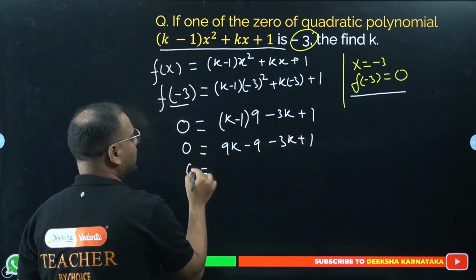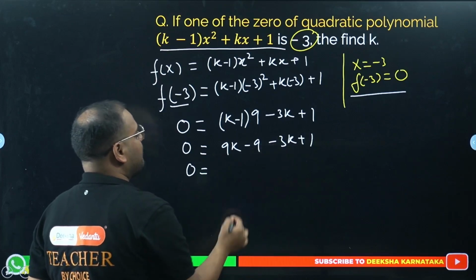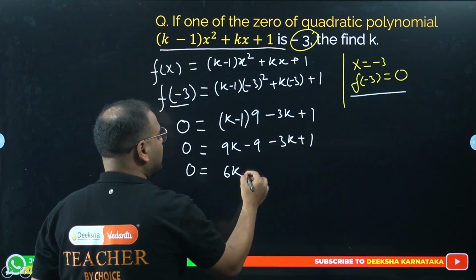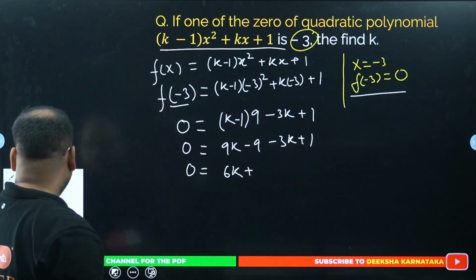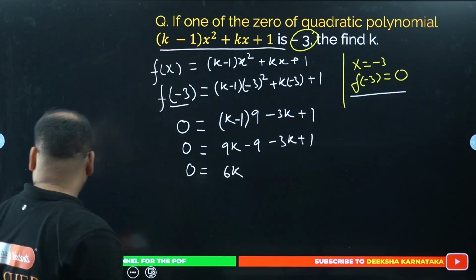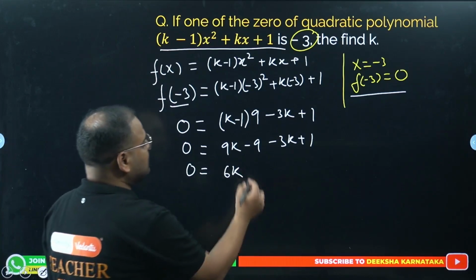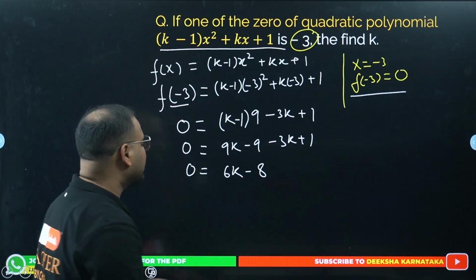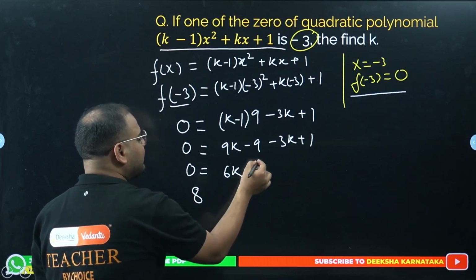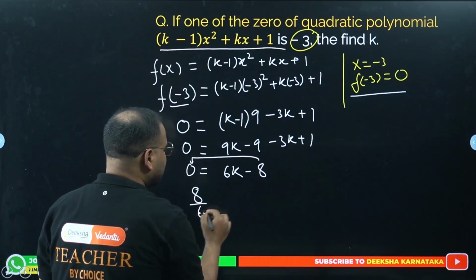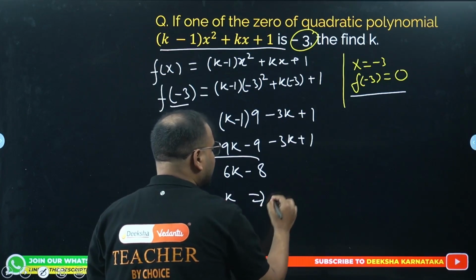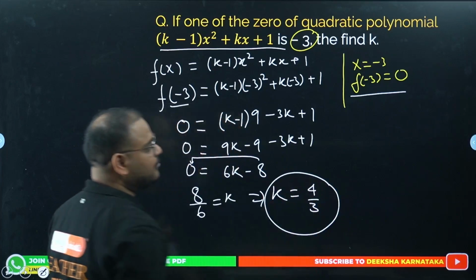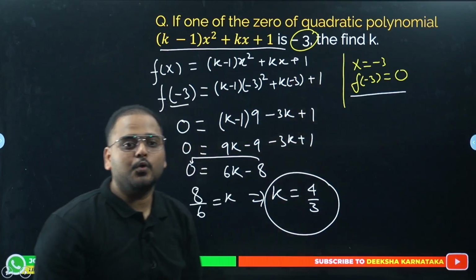Simplify it, come on. 9k minus 3k, how much is that? 6k, sir. It is 6k. Minus 9 plus 1, how much is that? Pardon me, it is negative, right? I made a mistake. Excellent. Okay, so minus 9 plus 1 is minus 8. Bring the constants on one side, keep variables on one side. So it will become 8. Why 8? Negative comes here, becomes positive. 8 by 6 equals k. Simplify this, we get k as 4 by 3. And this is my answer for k. Find k. k is equal to 4 by 3.